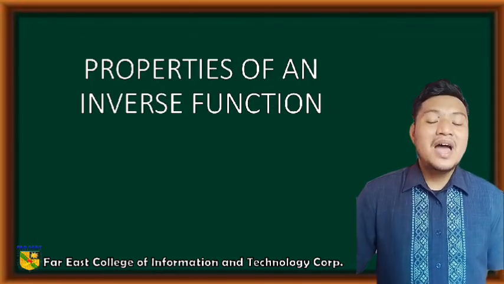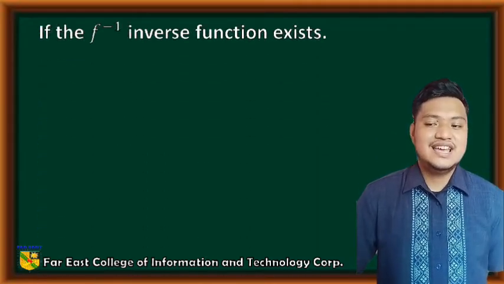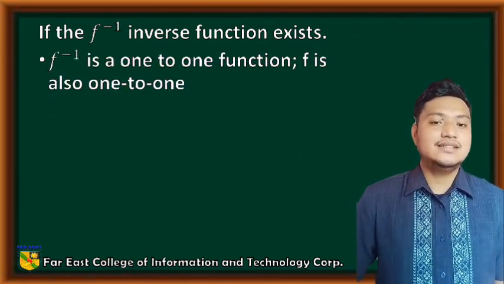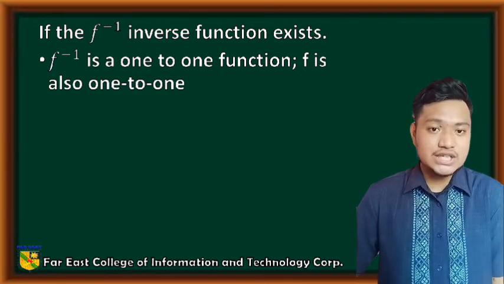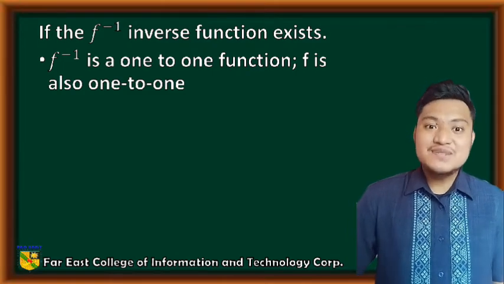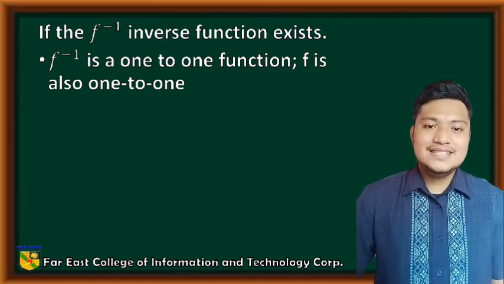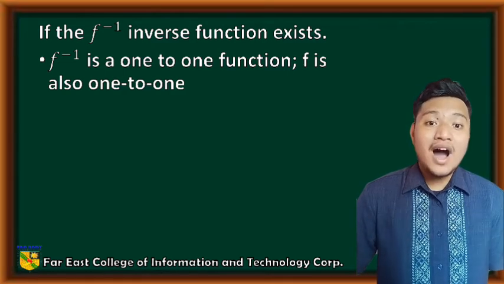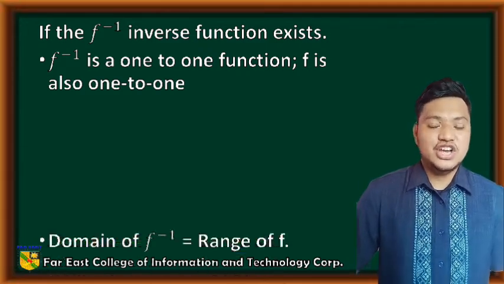Next, the properties of an inverse function, if the f to the negative 1 inverse function exists. Number 1, f negative 1 is a 1-to-1 function. F is also a 1-to-1. So the inverse function and the 1-to-1 function are the same, so always our function has exact corresponding values to each other.